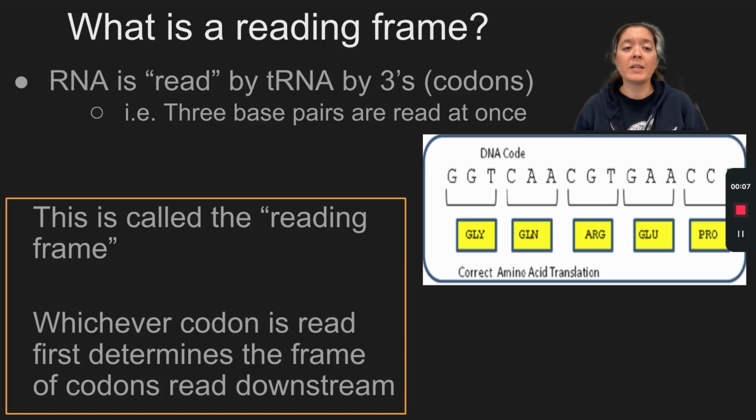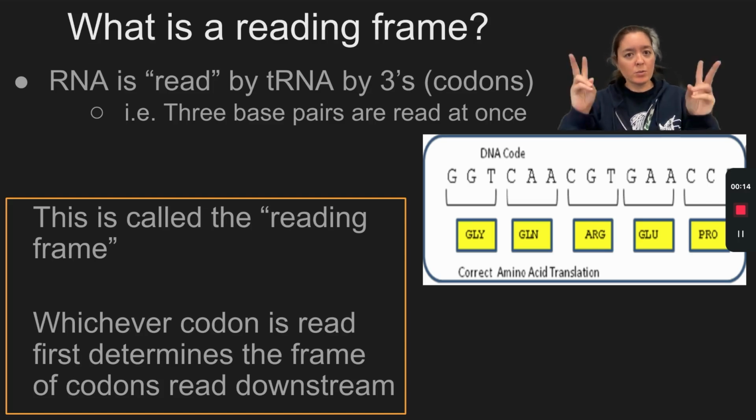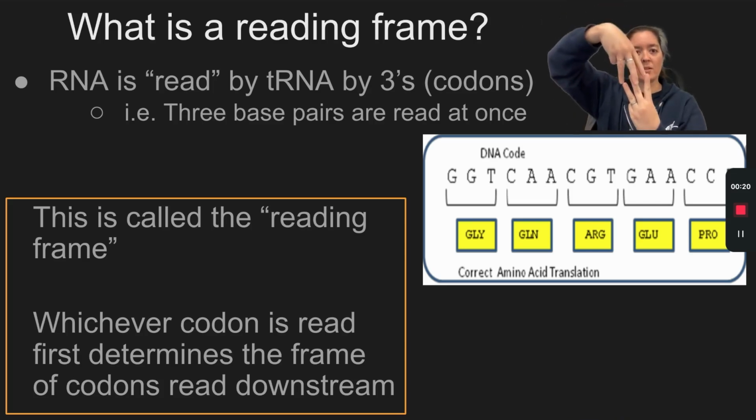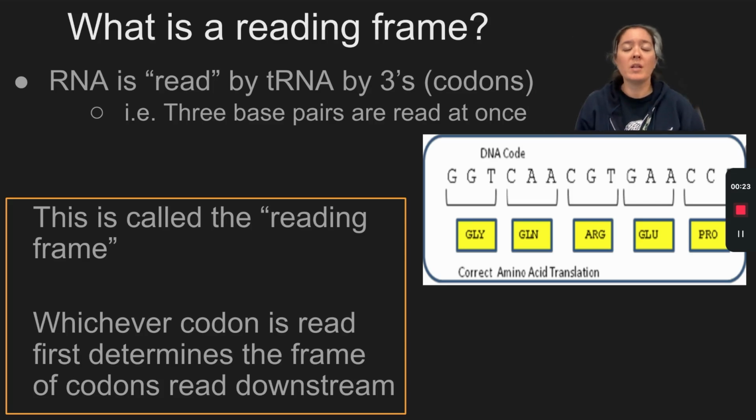We need to know what a reading frame is before we can talk about frameshift mutations. So when we have our mRNA, it is read, so to speak, by the tRNA because the codons on the mRNA match with the anticodons on the tRNA. We read those codons as 3 base pairs at a time.